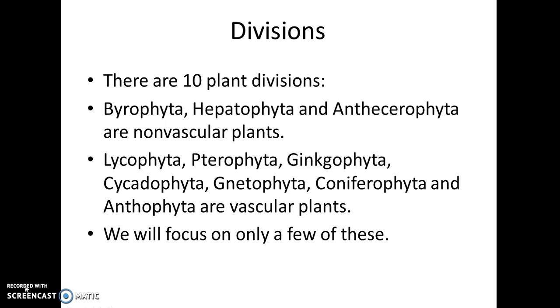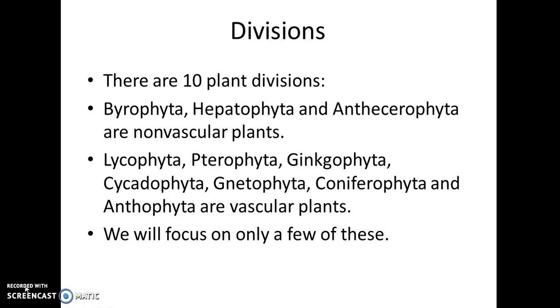Now, there are 10 plant divisions. See, the problem is that these botanists, they don't go by the current classification system. They don't go kingdom, phylum, class, order, family, genus, species. They go kingdom and then division. So a phylum for them is a division. So when I say there are 10 plant divisions, that means there are 10 plant phyla. Don't know why, they're botanists.